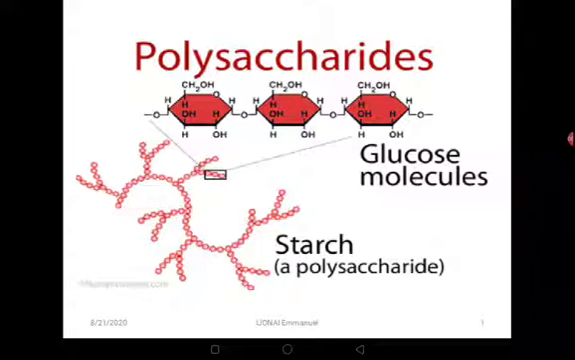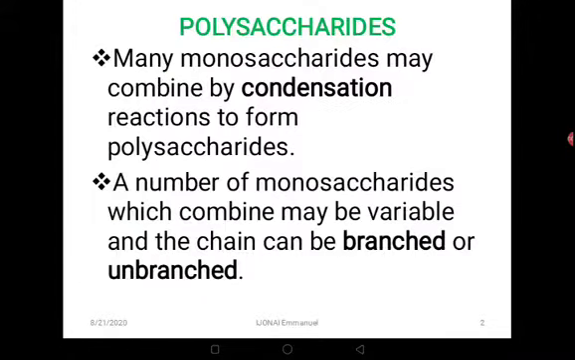Our topic is chemicals of life, and in this particular lesson, we are going to look at polysaccharides. The word polysaccharides simply means poly means many, and saccharide means sugar units. So simply, polysaccharide means it's made up of many sugar units, or many monomers combining together to form a large complex molecule called the polysaccharide. So I want us to understand a little bit more about them.